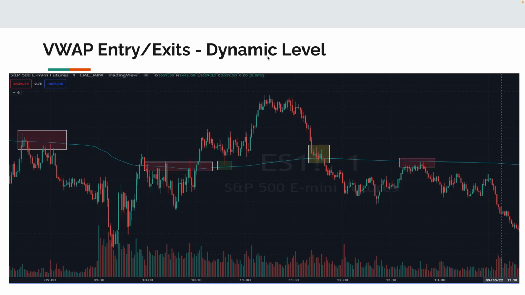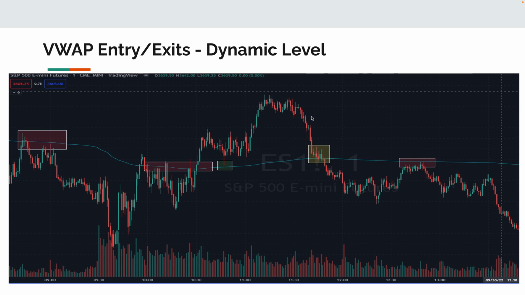Now, we'll start with talking about VWAP, and a lot of people use VWAP in a lot of different ways. I've had the most success with VWAP when I use it as a dynamic level. I've heard some people say that they only look for shorts when price is under the VWAP and longs when it's above it, and I don't necessarily agree with that.